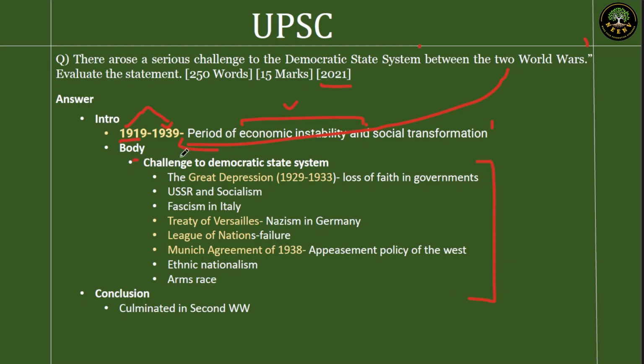See here, we've given the heading as challenge to democratic state system. That's what the question demands. Serious challenge to democratic state system. The first would be Great Depression. This is the elaboration of the term that I've given in the introduction: economic instability. This comes with the event of Great Depression.